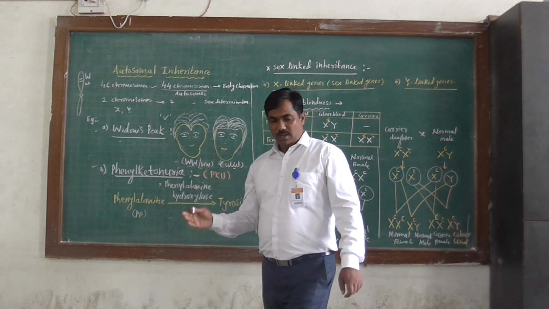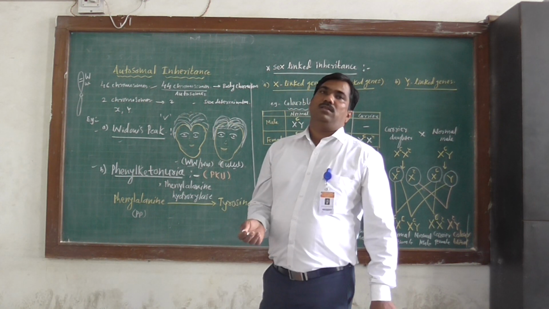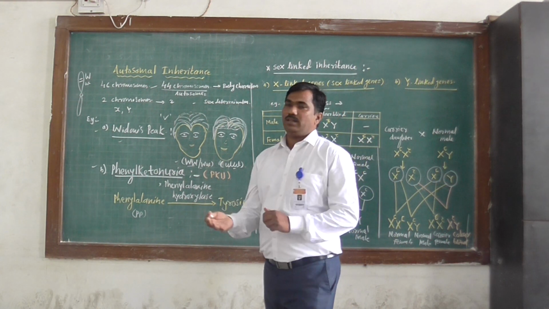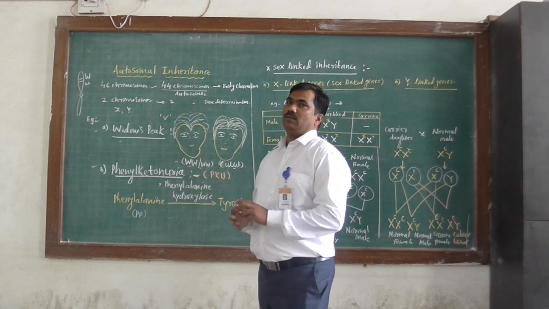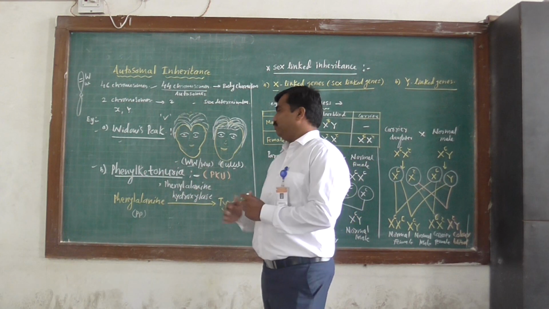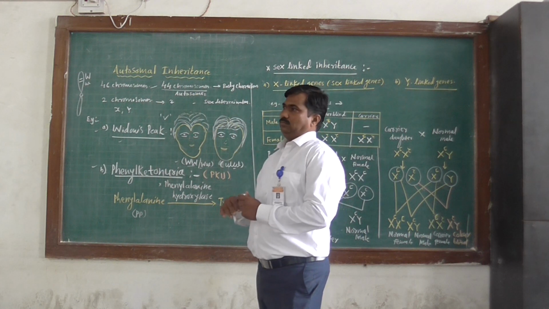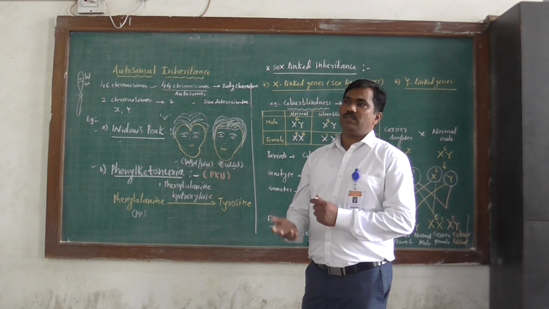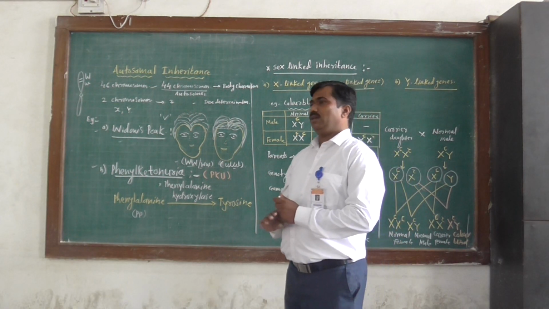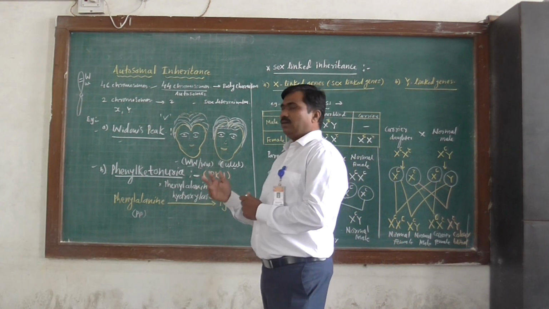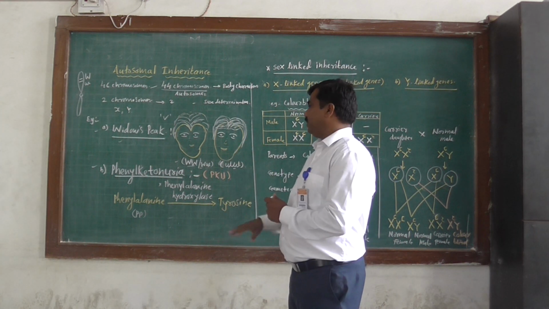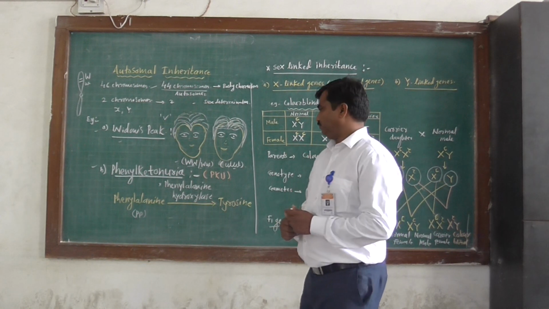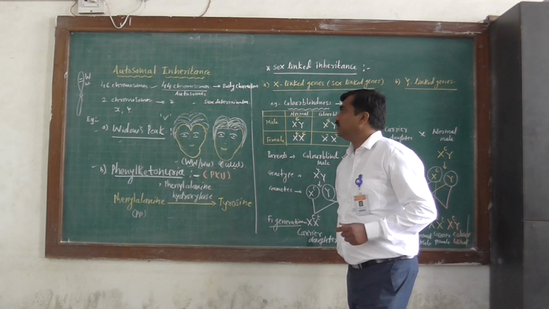These autosomal recessive disorders may skip a generation. Sometimes in the next generation this condition may not occur. But autosomal dominant inheritance does not skip generations; these characters appear in every generation.